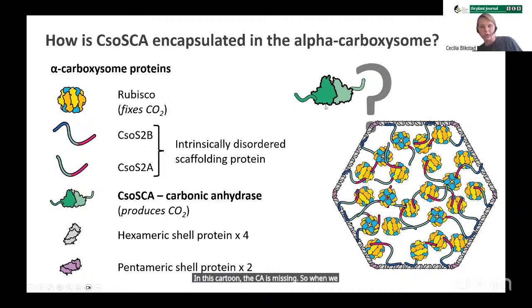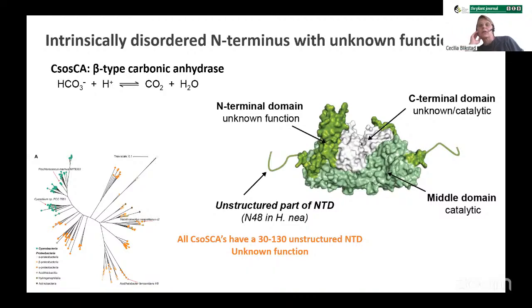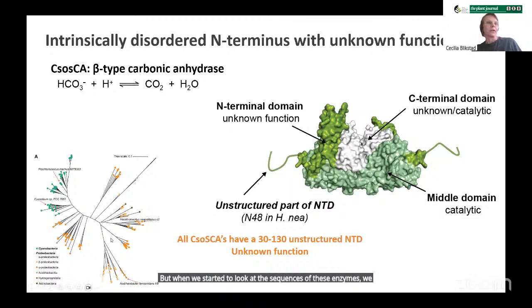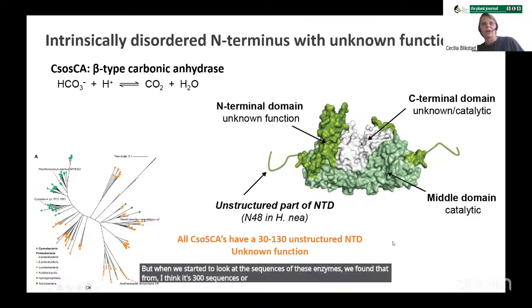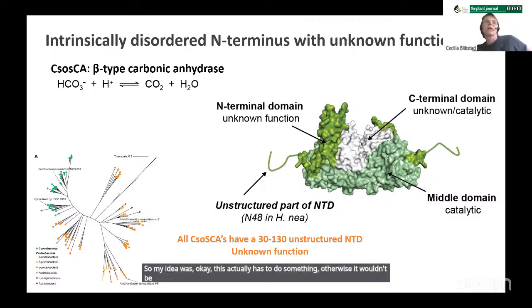So when we started this work, we didn't know how the carbonic anhydrase actually gets into the carboxysome. But when we started to look at the sequences of these enzymes, I think it's 300 sequences or something, we found that all of them have an unstructured or intrinsically disordered N-terminal region. It spans between 30 to 130 residues, but they all have some part of this, and it had an unknown function. So my idea was, okay, this actually has to do something, otherwise it wouldn't be conserved in this way.